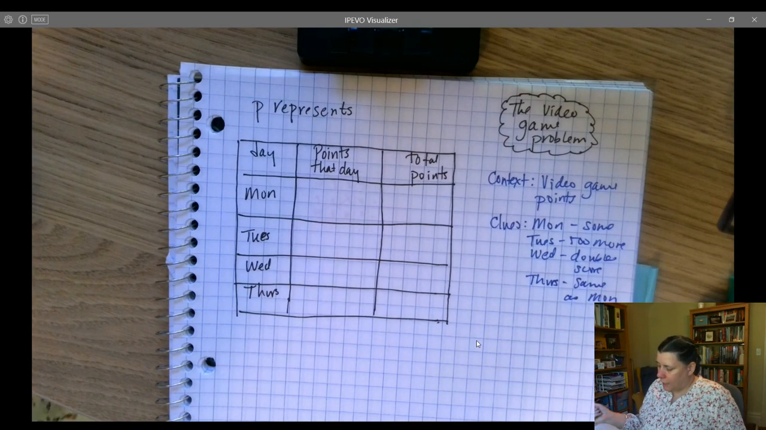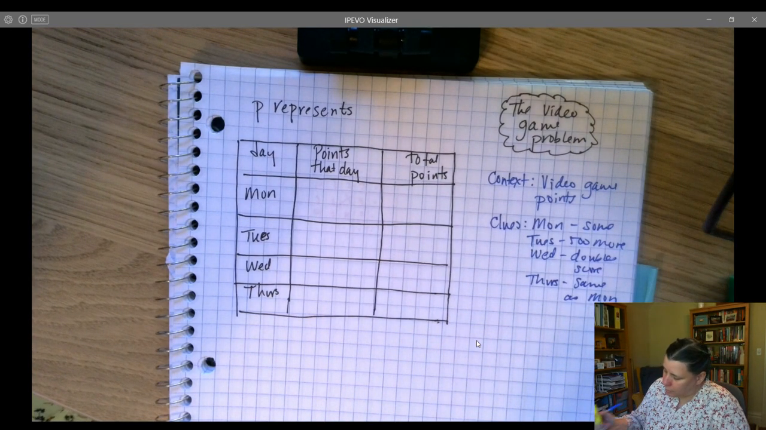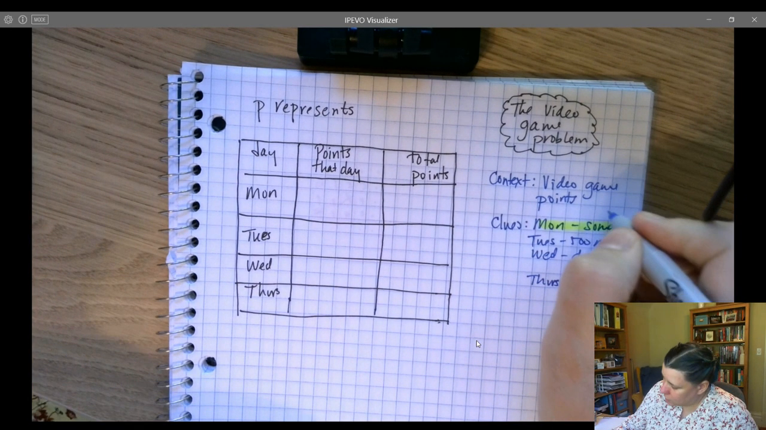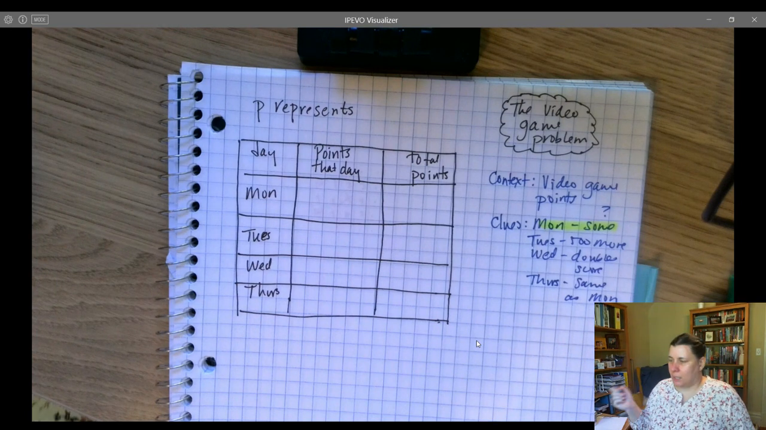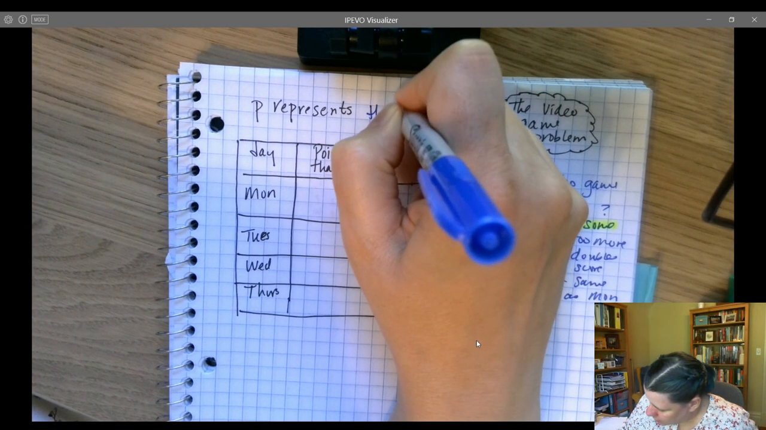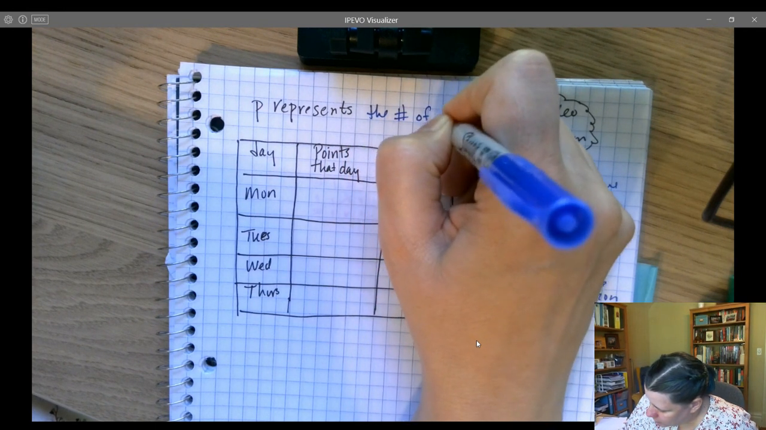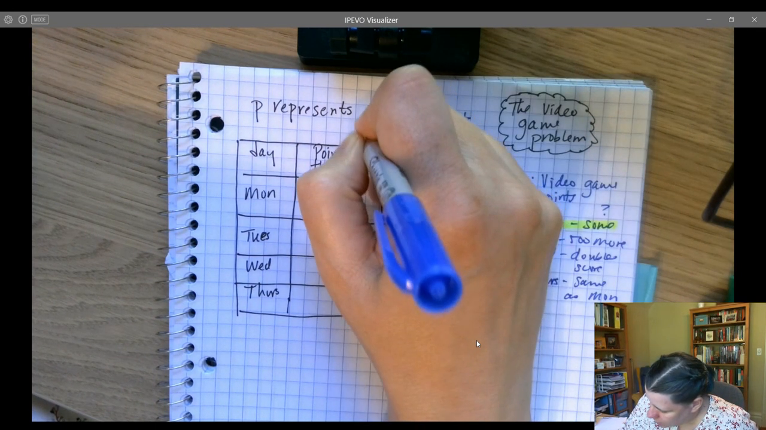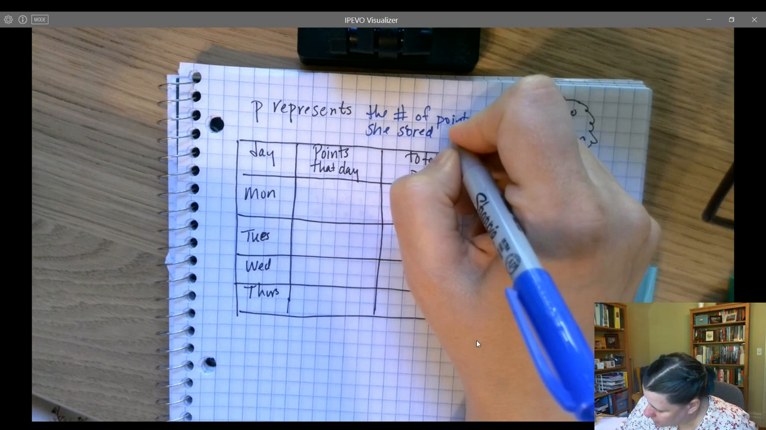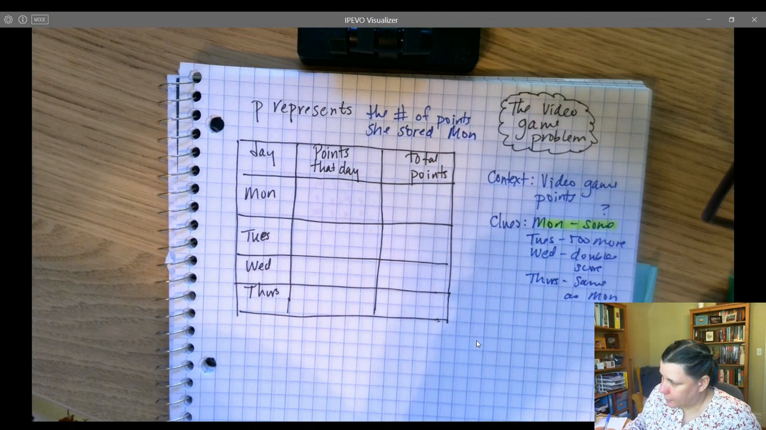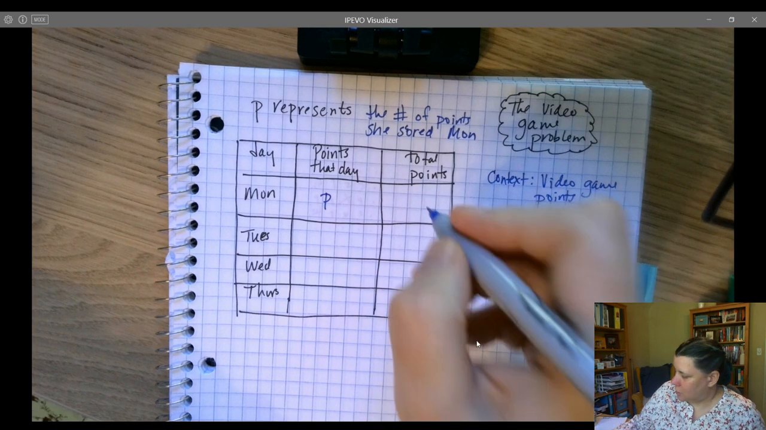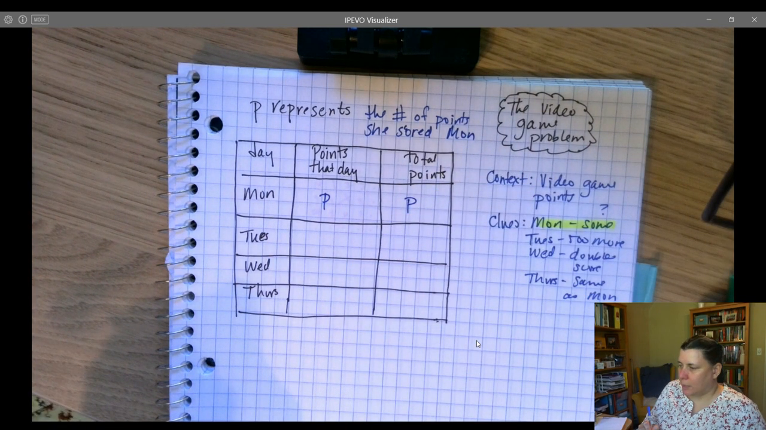I'm going to use P to represent... If you notice here, on Monday, she scored a bunch. I don't know how many a bunch is. So I'm going to say P represents the number of points she scored with a C in it, Monday. So points that day, she scored P points on Monday. So her total points so far, P total points.